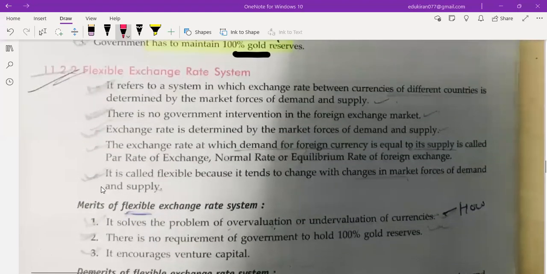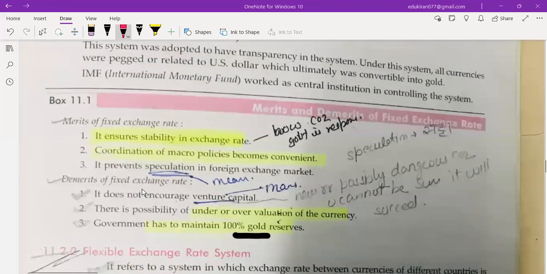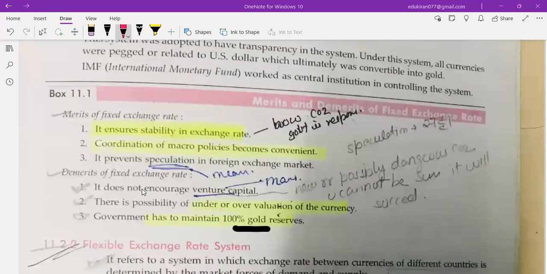So first you will write the merits and demerits of fixed, and then you will write the merits and demerits of flexible. Clear? Yes, ma'am. Yes, ma'am.